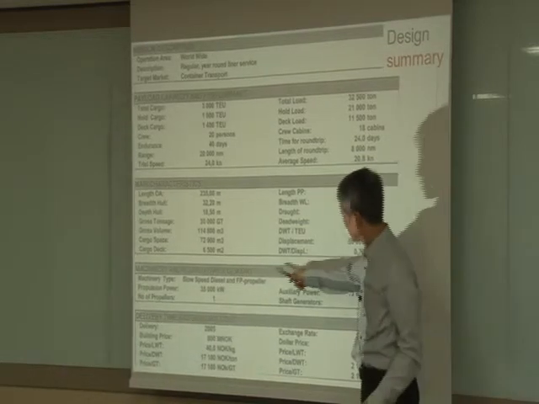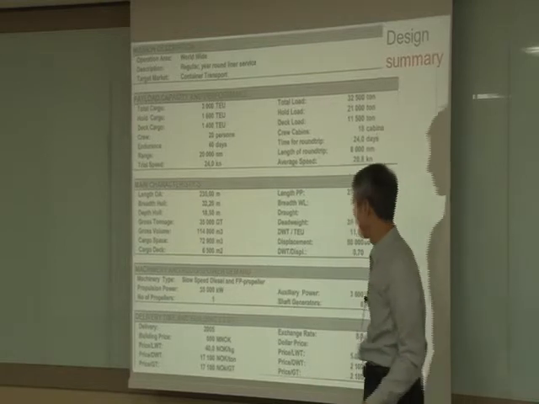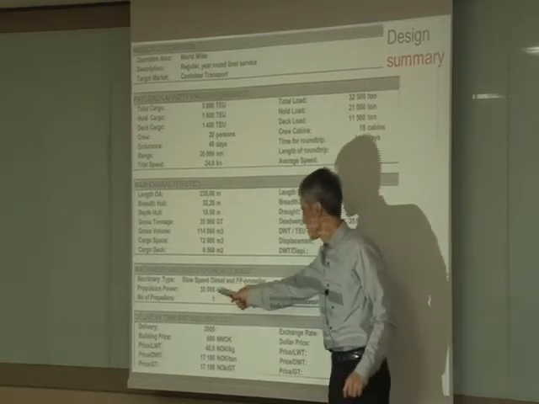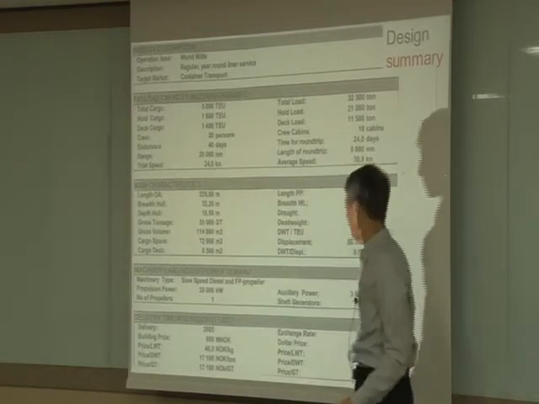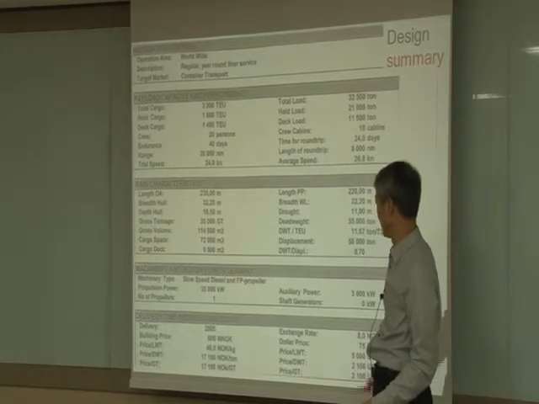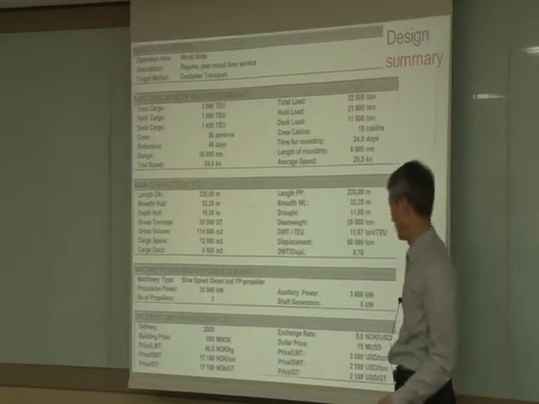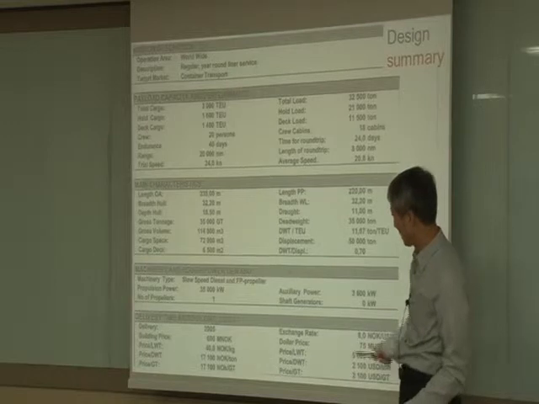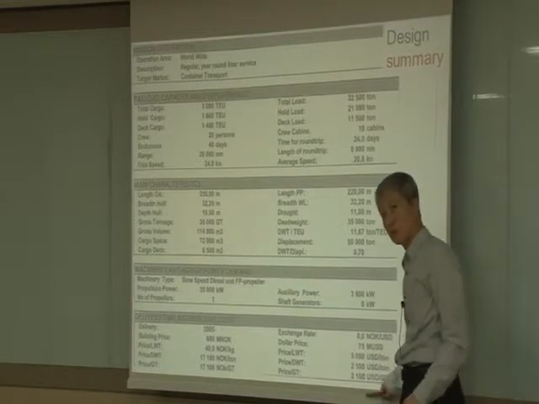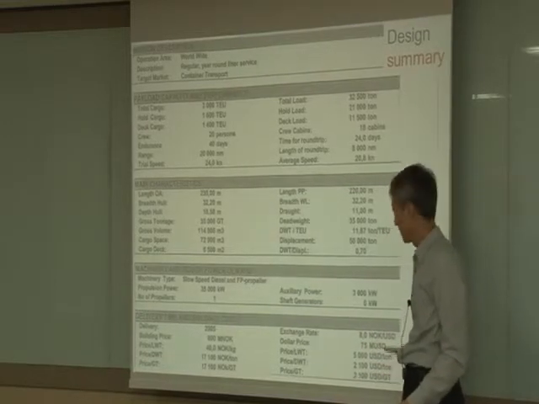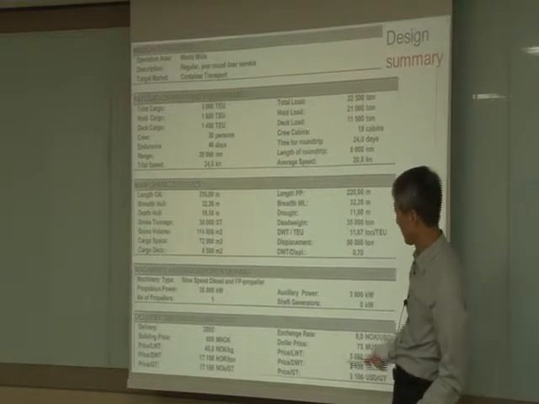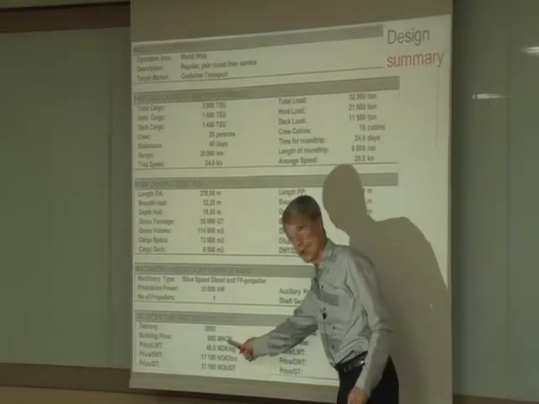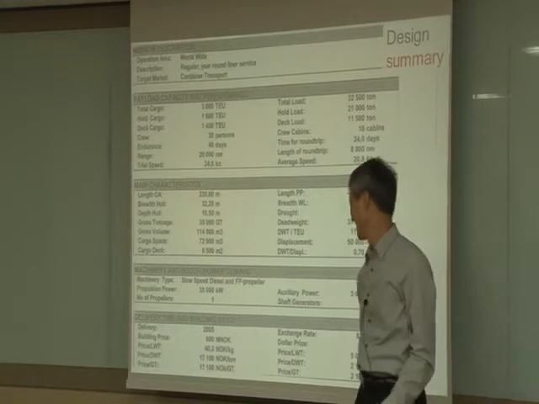Machinery: slow speed diesel engine, fixed pitch propeller, propulsion power 35,000. Number of propellers, right? Delivery time and building costs. This is important for shipbuilders, right? Finally, building price, in Norwegian krone.